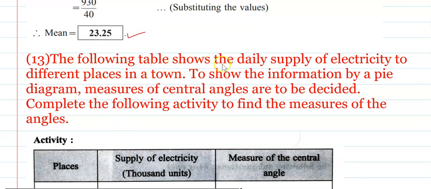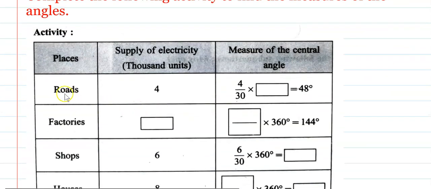The following table shows the daily supply of electricity to different places in a town. To show the information by a pie diagram, measures of central angles are to be decided. Complete the following activity to find the measures of angles. In the activity, the places: roads, the supply of electricity is 4. Okay. 4 upon 30 into 360. And after simplification, you get 48.